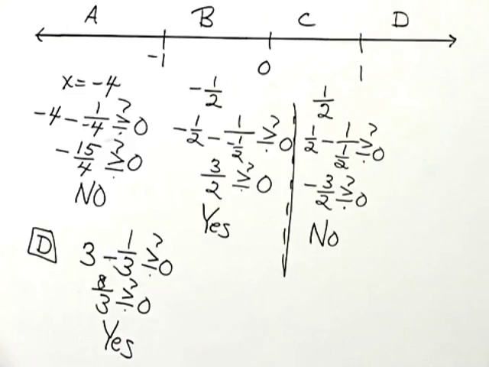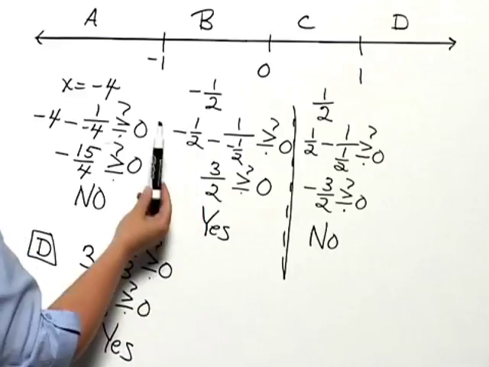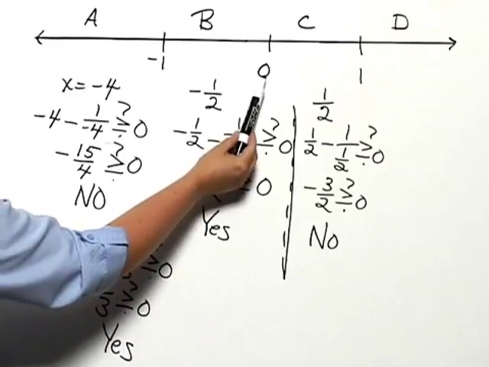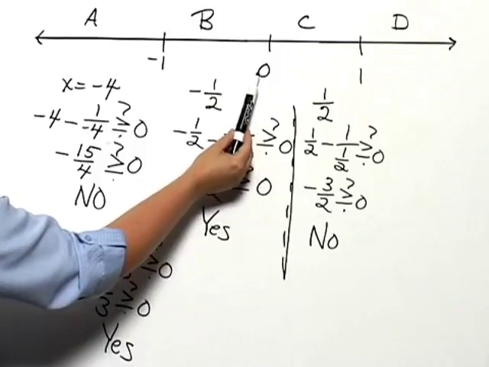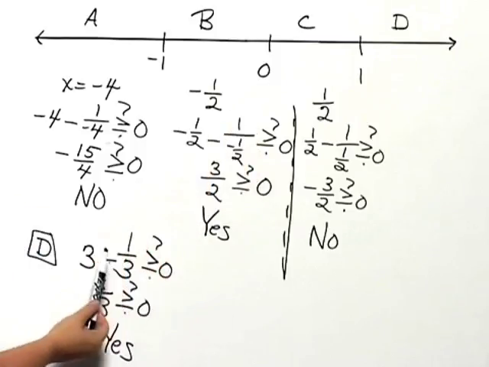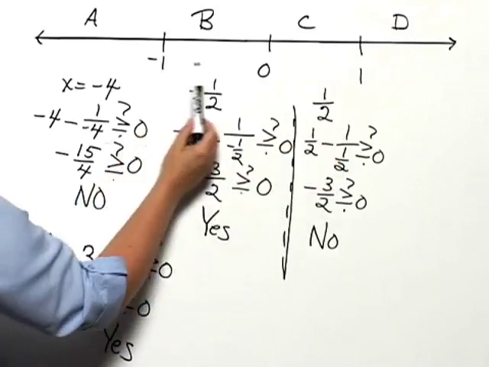Now, the only last thing we have to determine is whether we include the endpoints. We do not include 0 because that endpoint makes the expression undefined. Because the inequality symbol is greater than or equal to, we do include the negative 1 and the 1. So we want these two intervals.